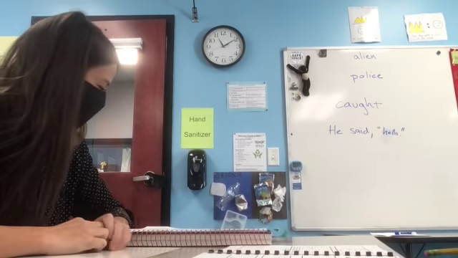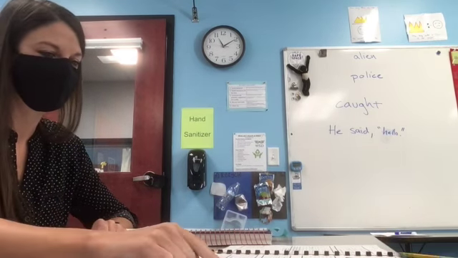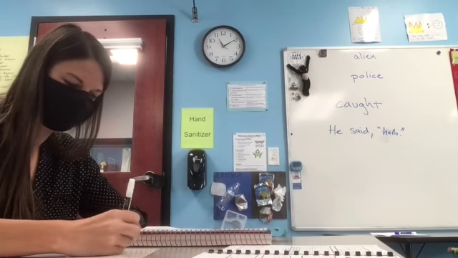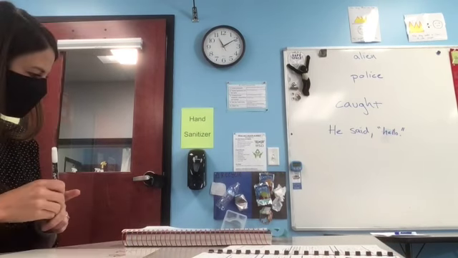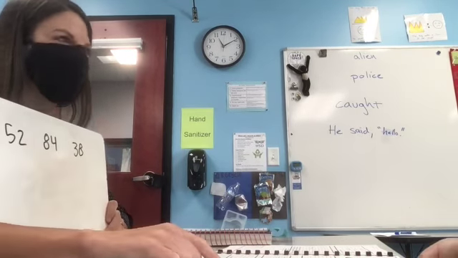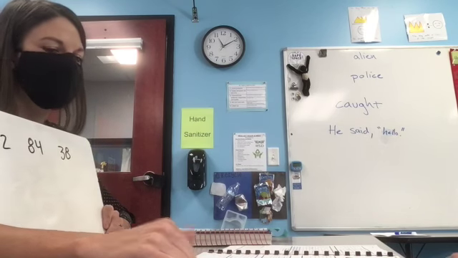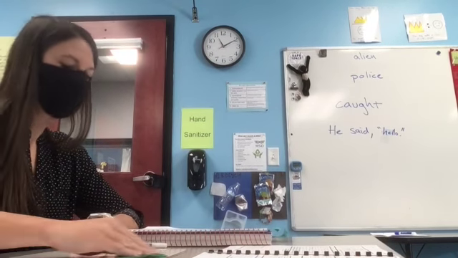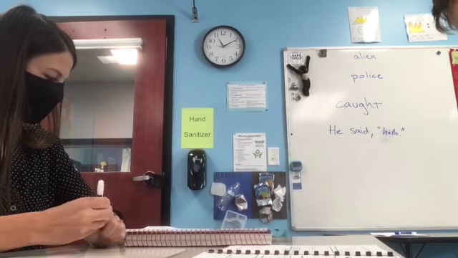Right place. You're going to say the place value and the new place value for each number. So we have 52, 84, and 38. On your workbook. What is number A? 52. Yes. Say the place value for 52. 50 plus 2. Great. What is the new place value for 52?